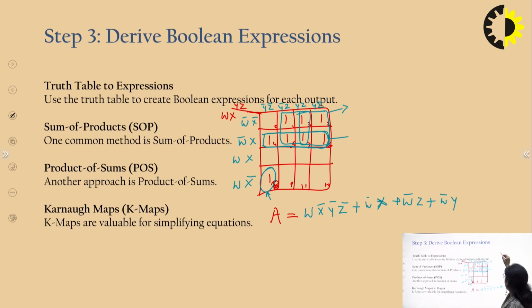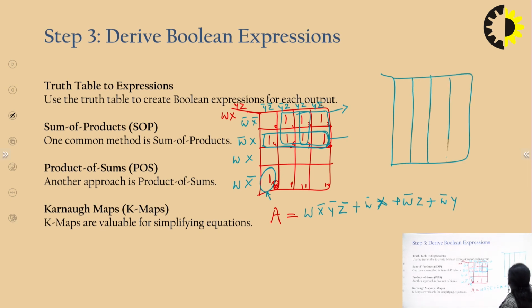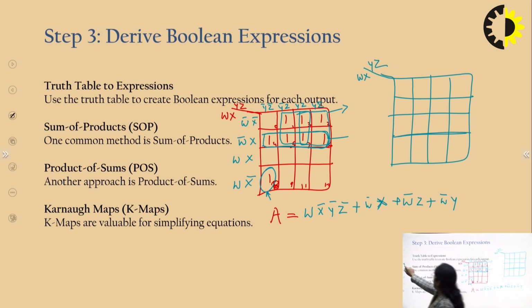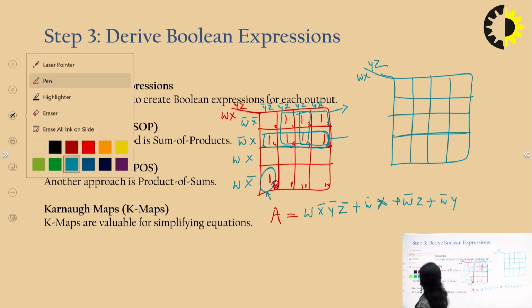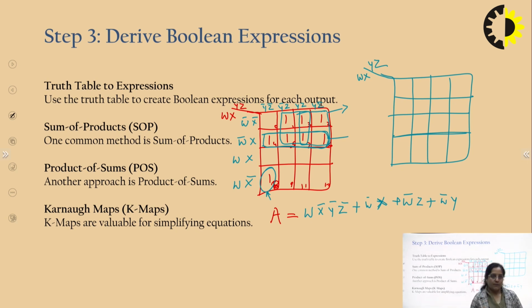Similarly, for B case, again for B, we will find it for W, X, Y and Z. Now in this B, I will take another color. I can take blue. So we can place 1. So here it's 1, 2, 3. Then 4, 5, 6, 7. Then we have 9, 10, 11. And we have this way.